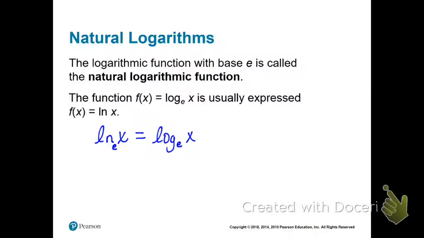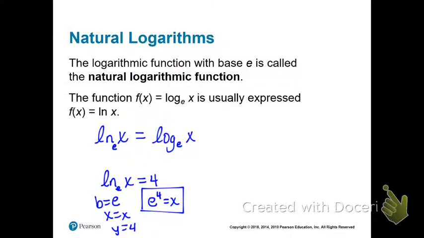And so we can do this the same as what we did in the other stuff. So if I have the natural log of x equals 4, then I know my base, because it's natural log, is e. My x is x, and my y is 4. So I can do my b to the y equals x. And remember, e is an irrational number. It's like pi, so you're just going to get a number that goes on forever, so you can leave it like that. You could also have the natural log of e to the 5th equals y.